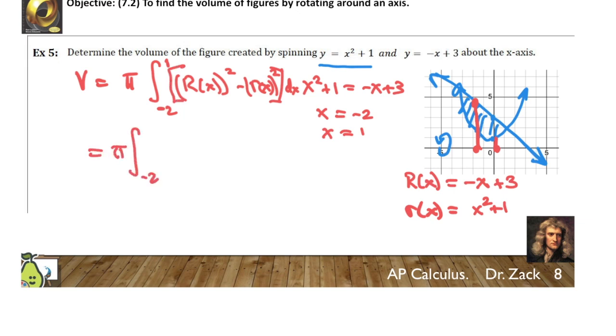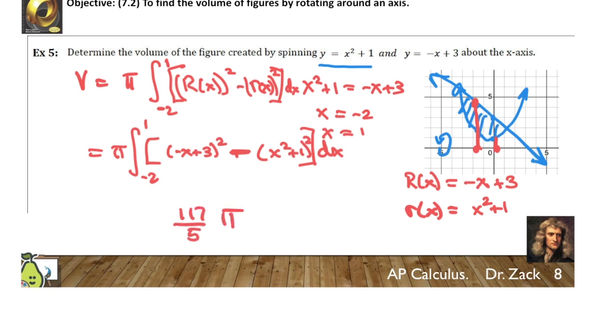So we're going to go from negative 2 to 1, quantity negative x plus 3 squared minus, because we want to take away that hollow piece, x squared plus 1 squared multiplied by the thickness dx. And once you finish this problem, you should end up with 117 over 5 pi.